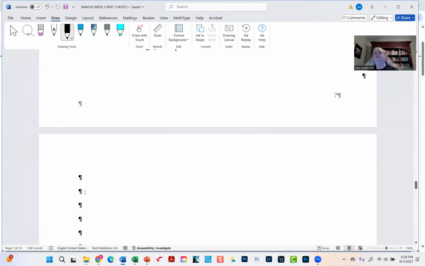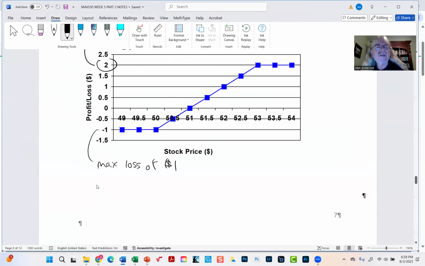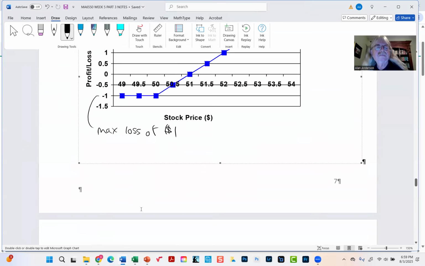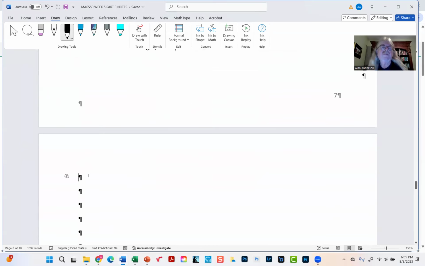Whenever it gets like this, I always try to make sure that I've saved it properly. Otherwise, I'll just lose all my work and I won't like that. But right now, it's not letting me type anything. There we go. All right.